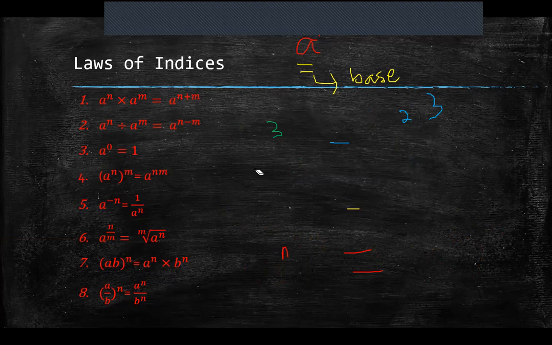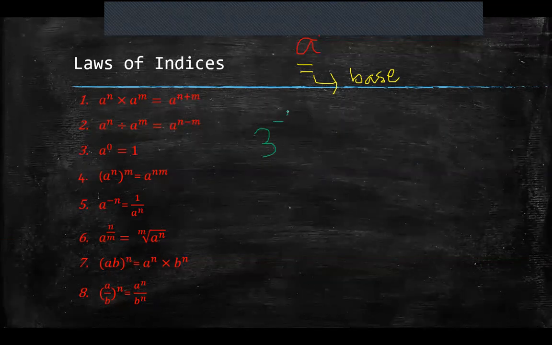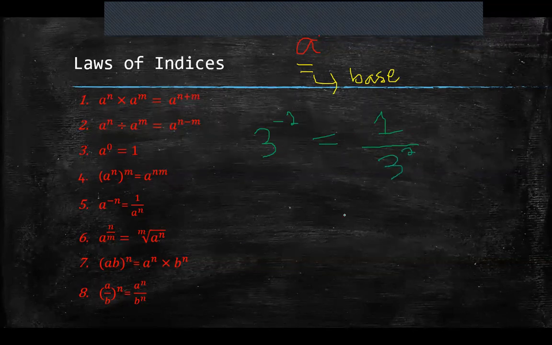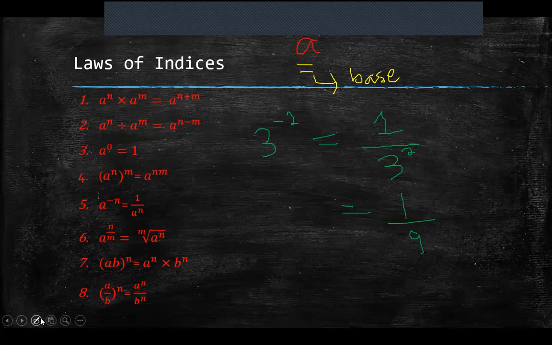Fifth rule. It says that A to the power of minus N is the same as 1 divided by A to the power of N. So let me show you an example. If I had 3 to the power of minus 2, according to this rule, this is going to give me 1 divided by 3 to the power of 2. But of course, we won't just leave it like that because we know 3 to the power of 2 is 9.